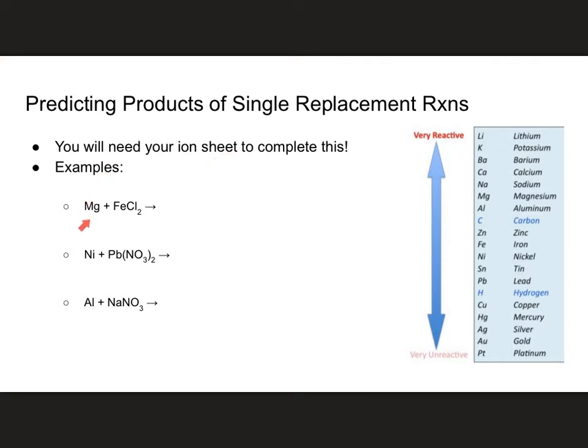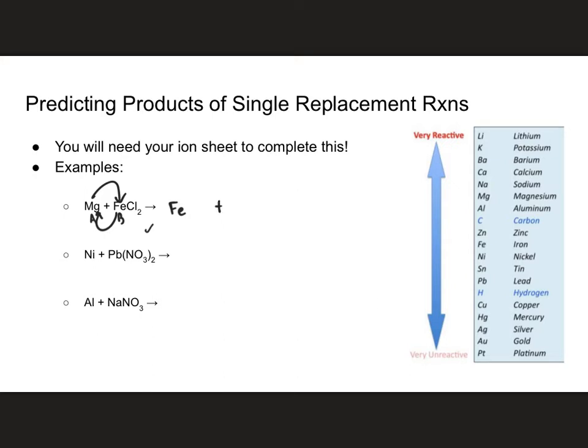So the first example here, let's take a look at Mg plus FeCl2. If we label things as A and B, magnesium is the A and Fe is the B. Magnesium is here, iron is right here, magnesium is above iron, so yes, this reaction will occur. So now it's time to figure out what actually forms. Well, remember, this is a replacement reaction. A and B switch places. So on the product side of things, the iron is now in its elemental form. We would see elemental iron forming.